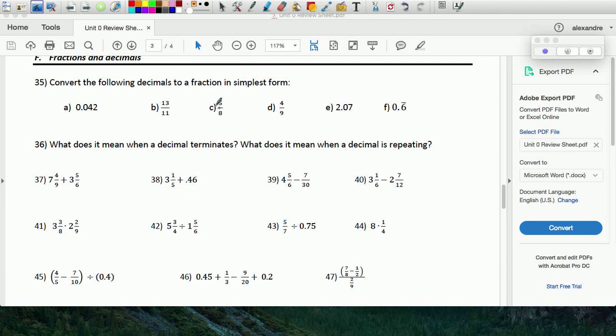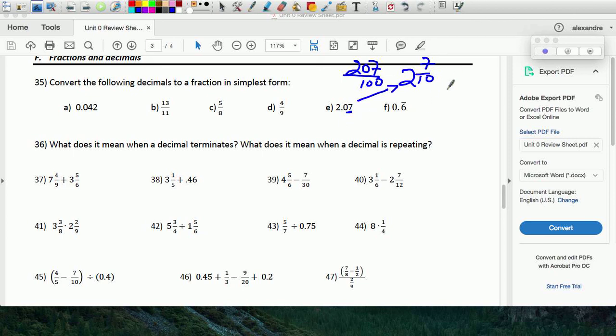I have to divide on these. Let me do the easy ones. So 2.07 will be 2. Actually, you know what? I'll do it this way. That's 207 over, what's the place value? 10, right? How many times can 10 go into 207? Sorry, 100. There's 100 place value. So 100 goes in 207 2 times, 7 left over. So that would be this one.